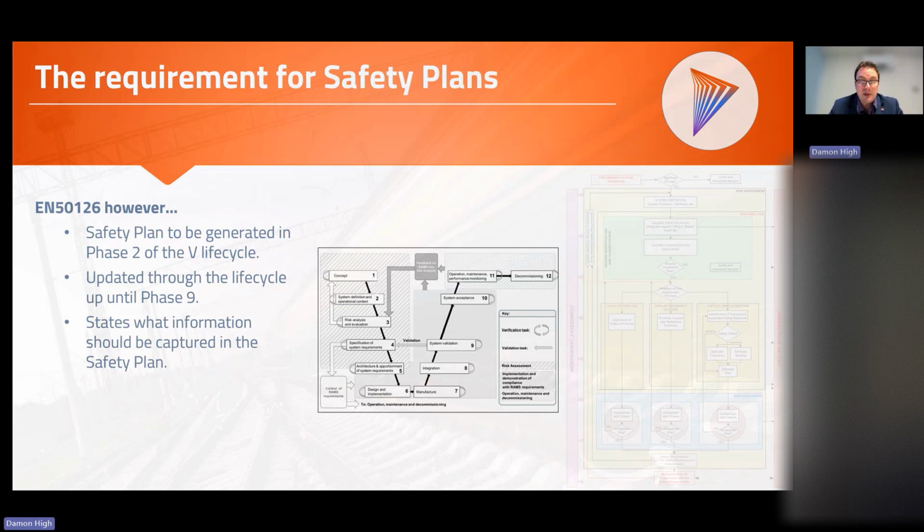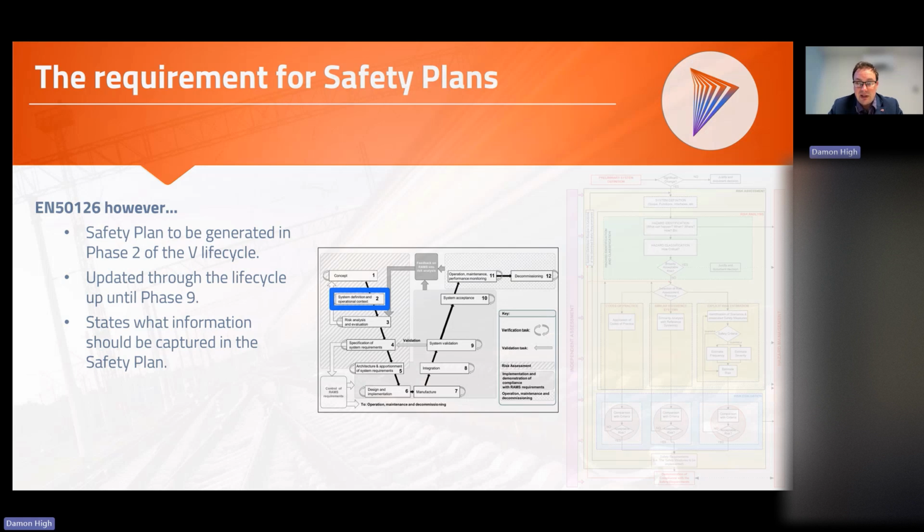50126 specifically does mention the requirement to generate a safety plan, and that states that that safety plan is to be generated in phase 2 of the V life cycle. So what we've got highlighted there in the blue box, and CENELEC also therefore says that the safety plan will be generated through the life cycle up until phase 9.